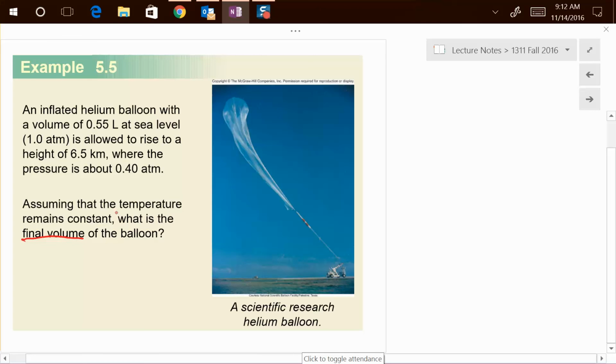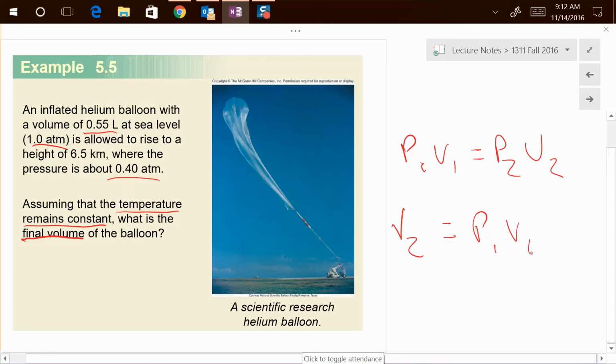The temperature does what? Temperature remains constant, which means it's not part of this question. What's changing? The volume and the pressure. So what law? Good. P1V1 equals P2V2. And I want to know what V2 is, right? What is the new volume, or the final volume? P1V1 over P2.